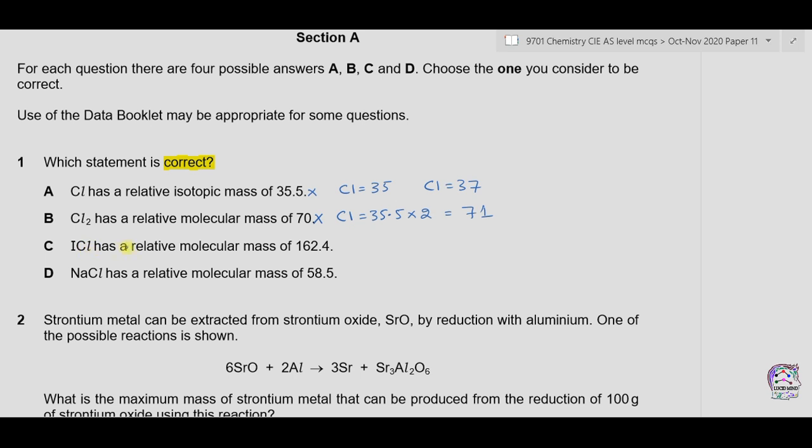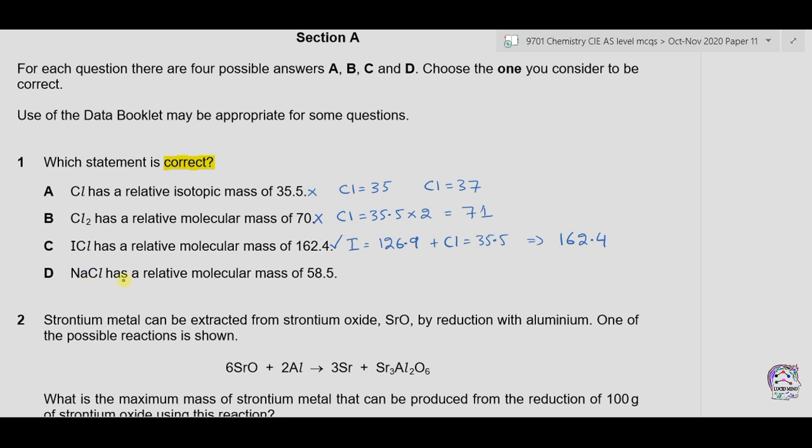C. ICl has a relative molecular mass of 162.4. Let's calculate the molecular mass. For iodine, we have atomic mass equal to 126.9. For chlorine, we have 35.5. Summing them up, we get 162.4. So C seems to be the correct option.